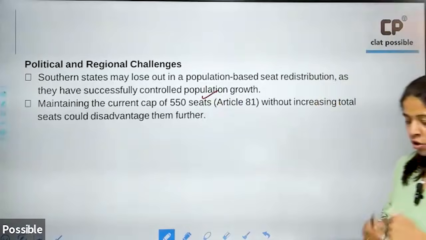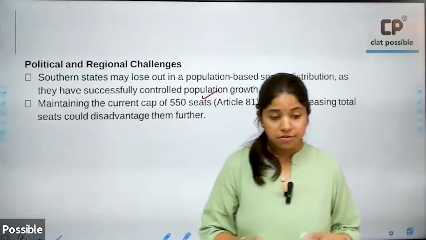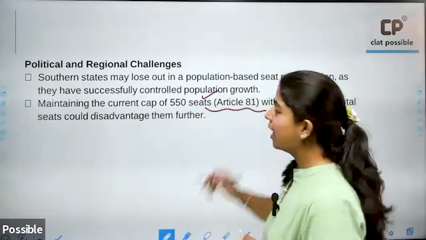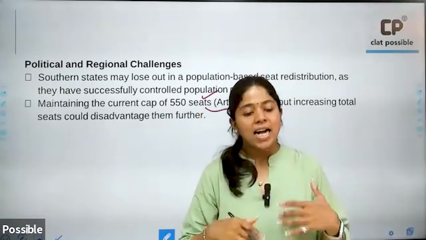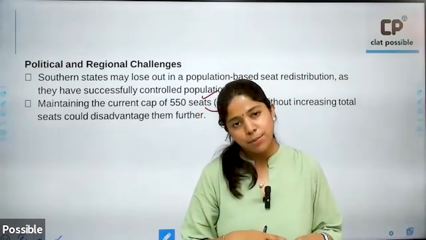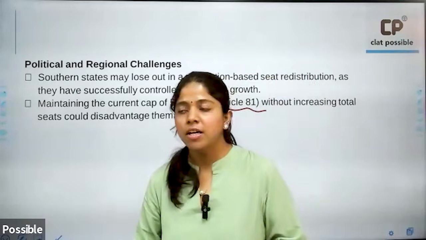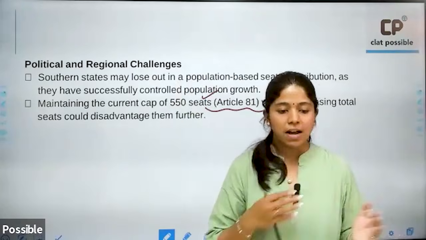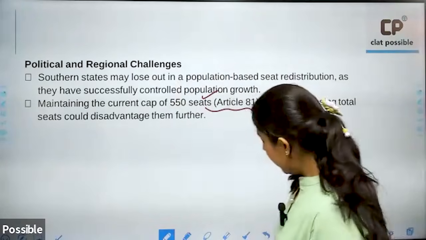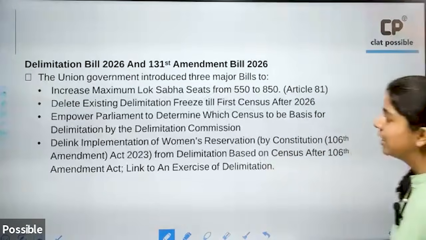Now when the government is trying to increase the number of seats from 550 to 850, this will be undertaken under Article 81 of the Constitution. Article 81 of the Constitution as of now provides that the maximum number of seats of the Lok Sabha is to be 550. So now if the government has to increase these seats, they will have to amend Article 81. It was for this that the 131st Amendment Bill was basically passed.